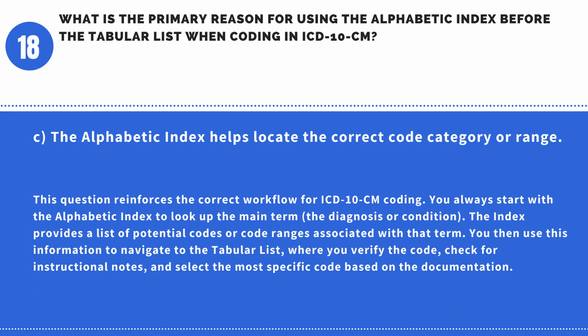Answer: C. The alphabetic index helps locate the correct code category or range. This question reinforces the correct workflow for ICD-10 CM coding. You always start with the alphabetic index to look up the main term, the diagnosis or condition. The index provides a list of potential codes or code ranges associated with that term. You then use this information to navigate to the tabular list, where you verify the code, check for instructional notes, and select the most specific code based on the documentation.